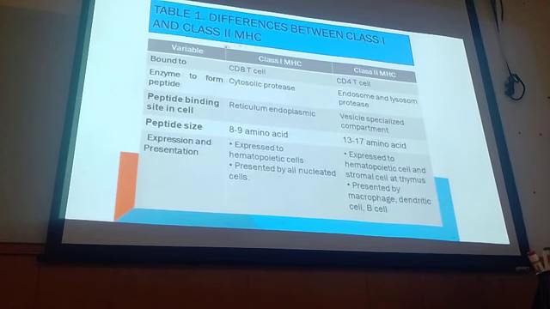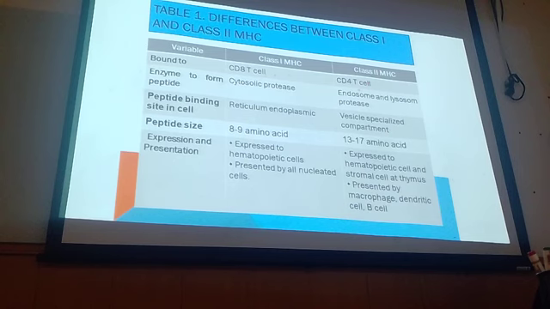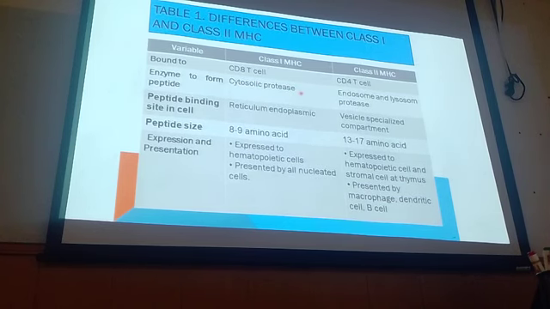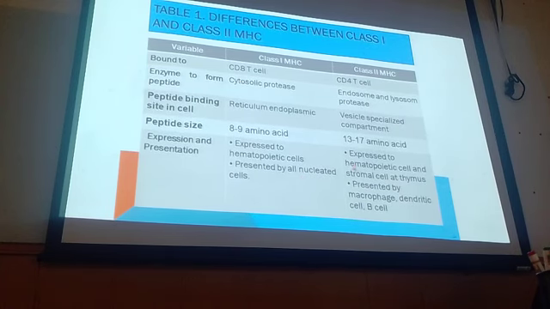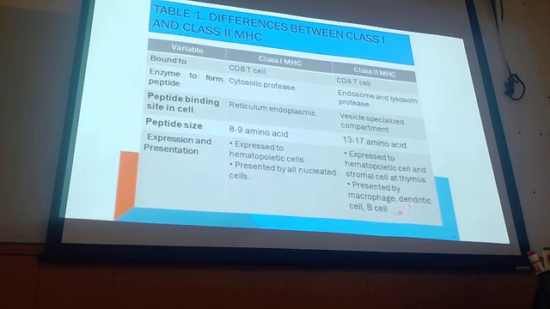The difference between class 1 and class 2 MHC here: class 1 MHC binds to CD8 positive T cells, class 2 MHC binds to CD4 T cells. Class 1 is sensitive to cytosolic protease, for intracellular pathogens, and class 2 MHC is sensitive to endosome and lysosome proteases. The peptide binding site in cells is the endoplasmic reticulum for MHC class 1, and a vesicle specialized compartment for MHC class 2. It's about the peptide size here, and expression and presentation. MHC class 1 is expressed by hematopoietic cells and presented by all nucleated cells. But MHC class 2 is expressed by hematopoietic cells and stromal cells in the thymus, presented in macrophages, dendritic cells, and B cells.